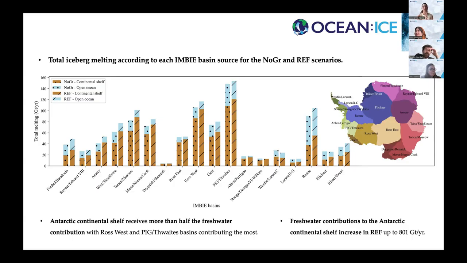Even though the Antarctic continental shelf represents a small fraction of the entire Southern Ocean, it receives more than half the freshwater contribution, with the Ross West and the Pine Island-Thwaites MBI basins contributing the most to the continental shelf, and the Ronne being the MBI basin that contributes more to the open ocean. However, when we activate the grounding scheme, these freshwater contributions to the Antarctic continental shelf increase.